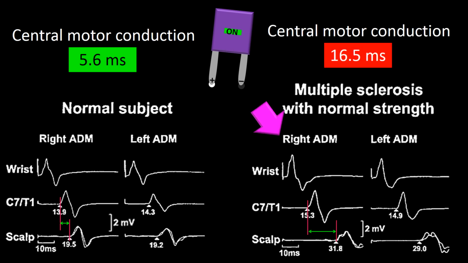The central conduction in this case was 16.5 milliseconds from the left hemisphere to the spine and 14.1 milliseconds from the right hemisphere to the spine. These constitute a significant abnormality in regard to being prolonged on the patient affected with multiple sclerosis, but also on the fact that it is very asymmetrical.